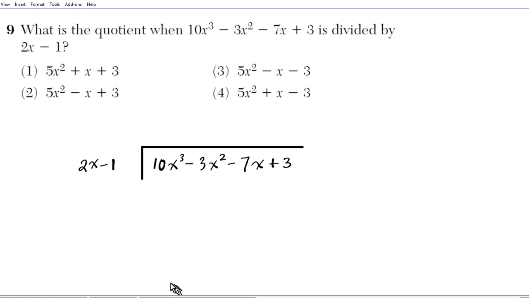Whenever you're dividing a binomial, or you divide in this case a quartic, it's not a quartic, this is a cubic polynomial with 4 terms. So if you're dividing a cubic polynomial with 4 terms by a binomial, you take a look at the number of terms you have in your divisor.